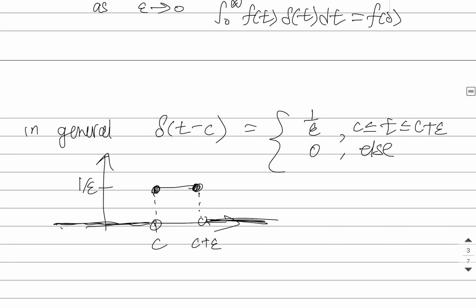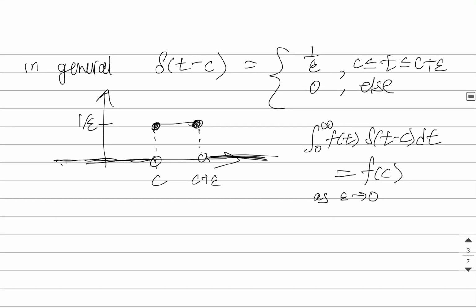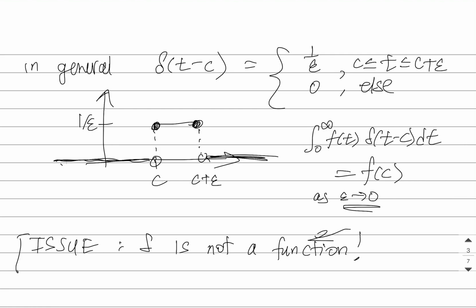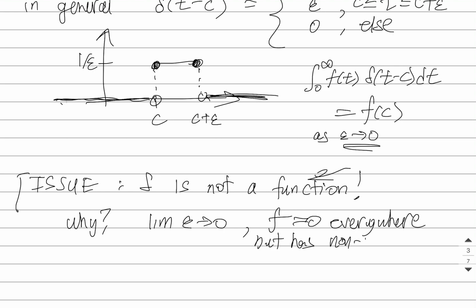Now, if we were to do this in the more general case and take the integral of f of t times delta of t minus c, we would say that it would equal just f of c as epsilon went to 0. Now, the key thing here is there's a logical problem. This delta isn't a function. There is no function that can do this. And you say, well, what's going on? Because in the limit that epsilon goes to 0, our function is essentially 0 everywhere, but has a non-zero integral. That's a problem. And in fact, these aren't functions.